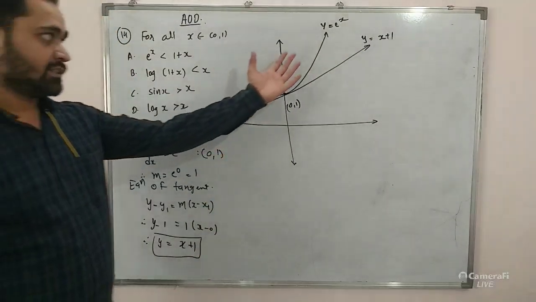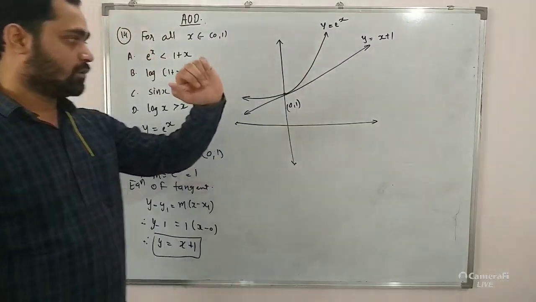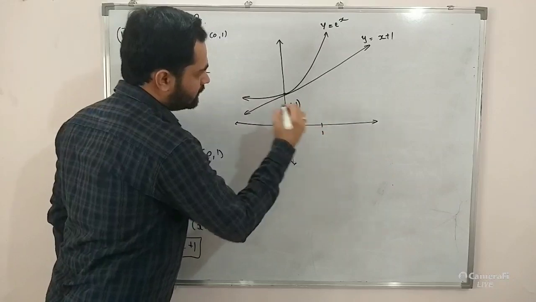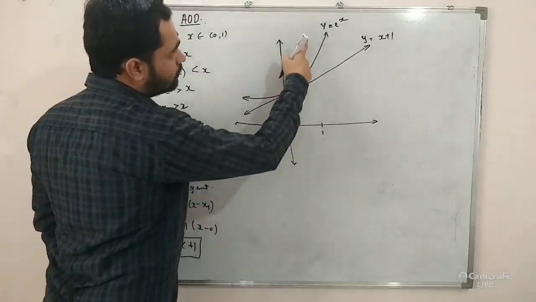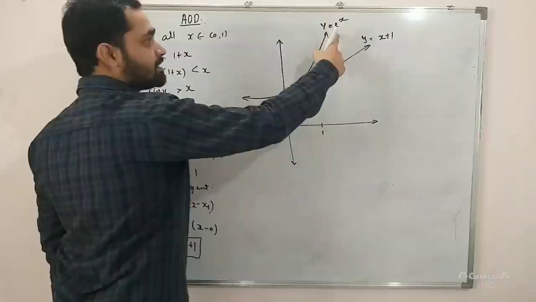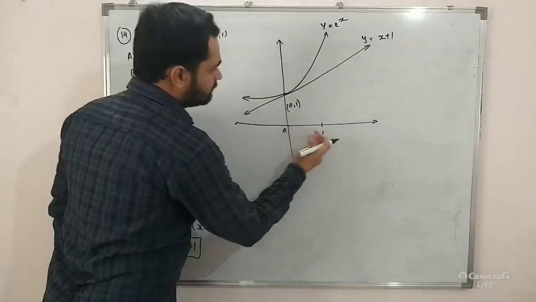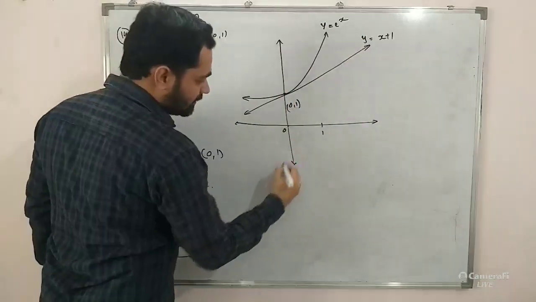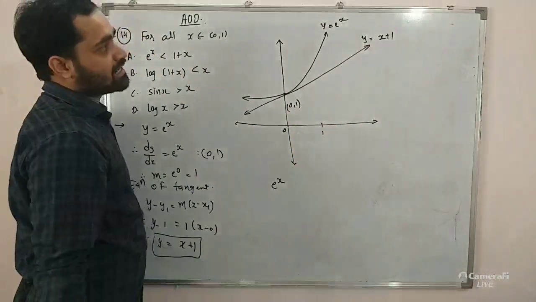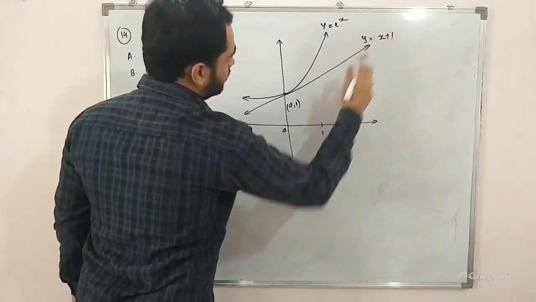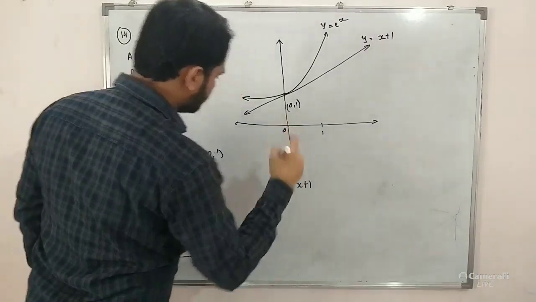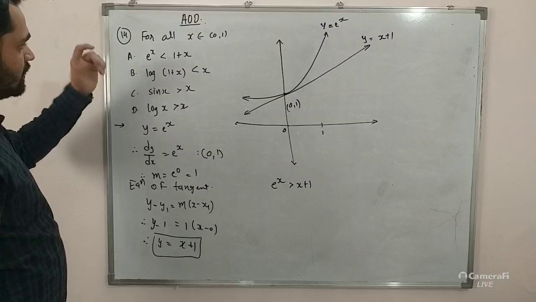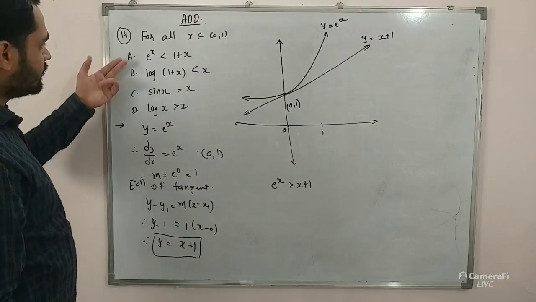अब देखो अच्छे से इस कर्व को ऑब्जर्व करो और ये टेंजेंट को ऑब्जर्व करो. 0 to 1, यहाँ पे x की वैल्यू 0 है, यहाँ पे x की वैल्यू 1 है. तो 0 to 1 में कौन सा टर्म लार्जर है? e raised to x लार्जर है कि x plus 1 लार्जर है? In between 0 to 1, e raised to x is larger than x plus 1. So e raised to x is greater than x plus 1. So A option is automatically cancelled.